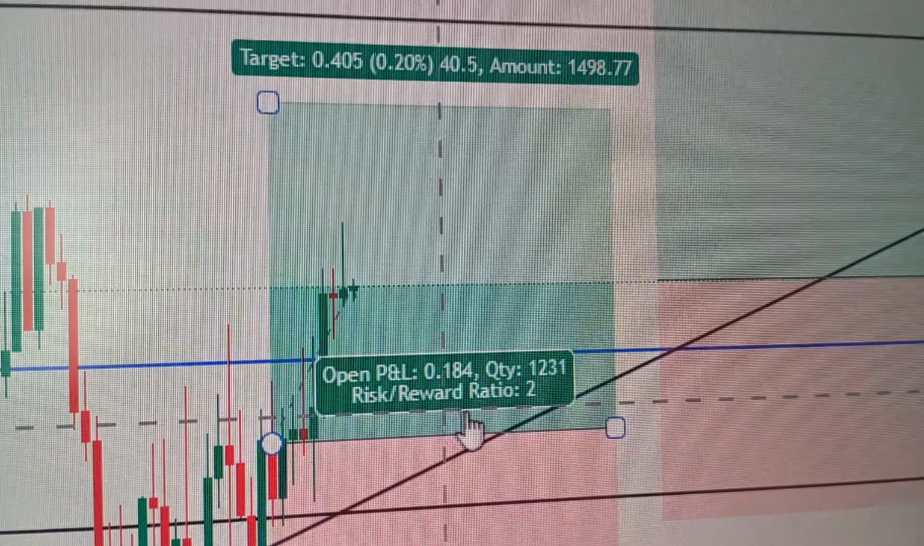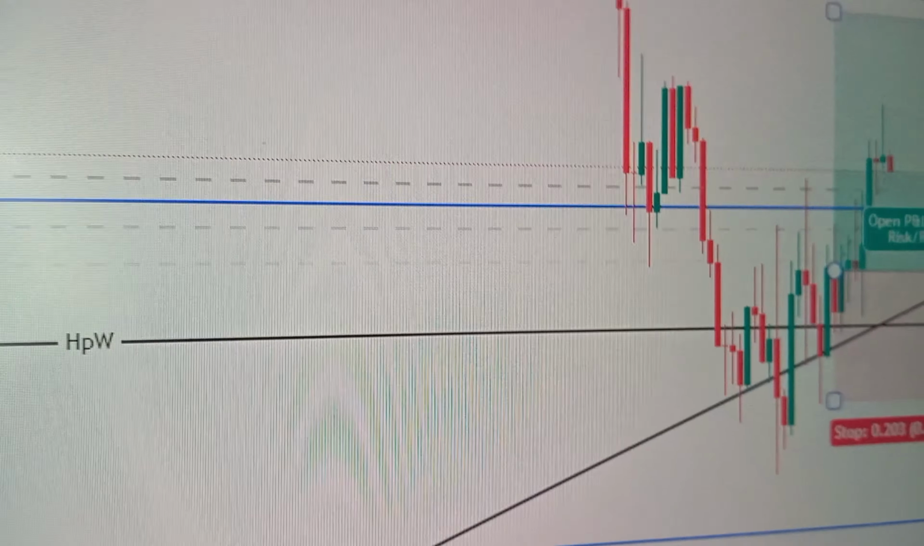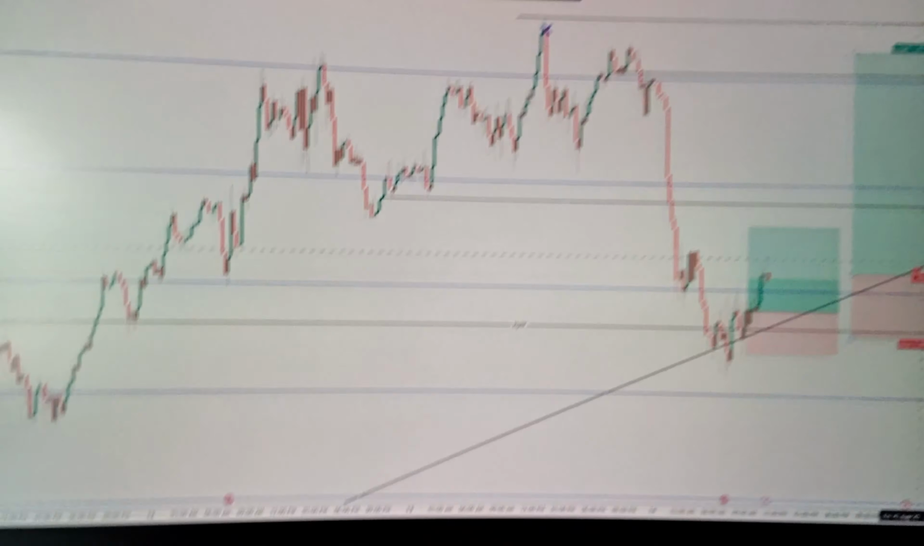My risk reward ratio is 2, which means I'm risking 20 to make 40. If I'm risking $100, I'm taking $200. All right, I'm not greedy, and that's it.